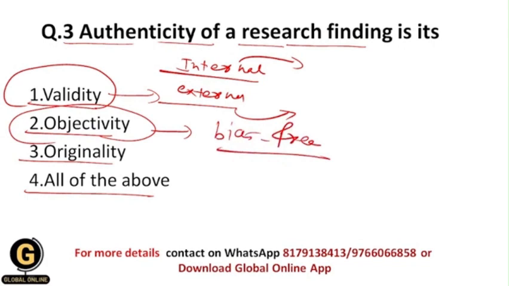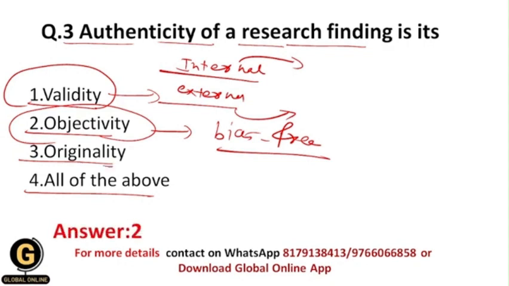Okay, whatever you are doing is fairly, and you have a proper objective behind it. Okay, and this is the authenticity of a research finding. So whenever you have objectivity in your research process, then ultimately you will include validity into it, and that's why validity is the concept which is under the concept of objectivity. That's why the authenticity of a research finding is its objectivity, and that's why the correct answer to this question is 2.